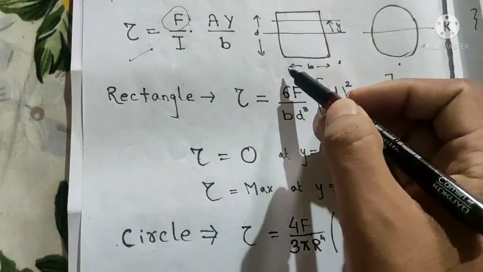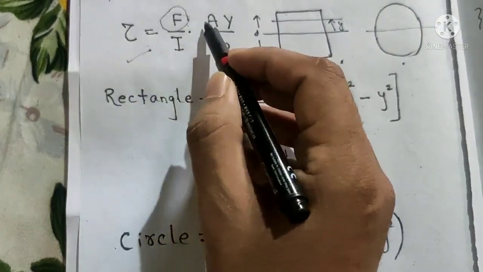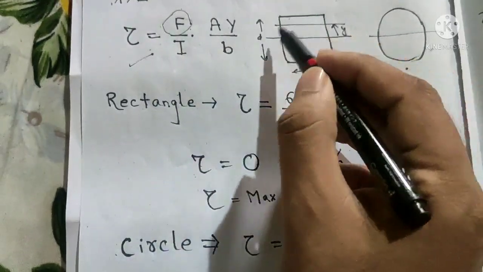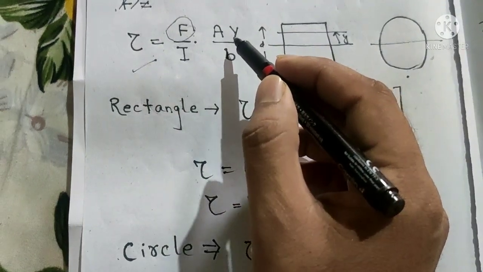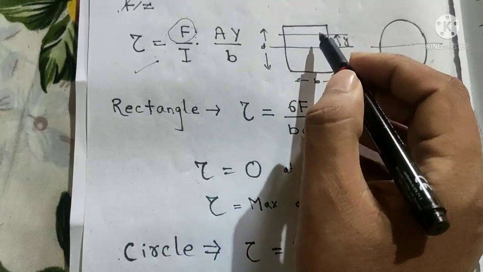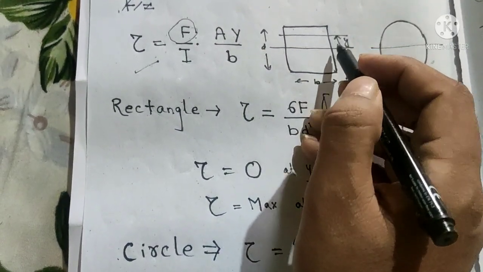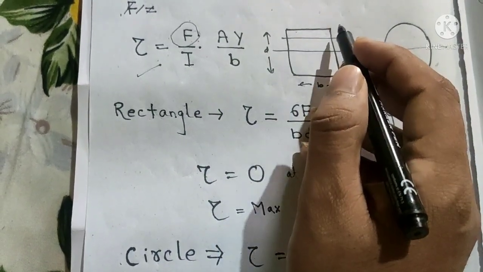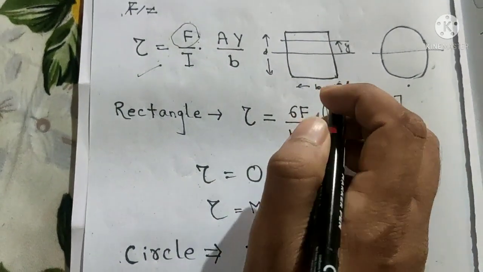Now starting our video. Here tau is the shear stress, F is the applied shear force, I is the moment of inertia of the cross section, A is the area, y is the distance from the neutral axis, and A is the area above it. Whatever distance we are taking from the neutral axis, A will be the area above it, and b is the width of the cross section.